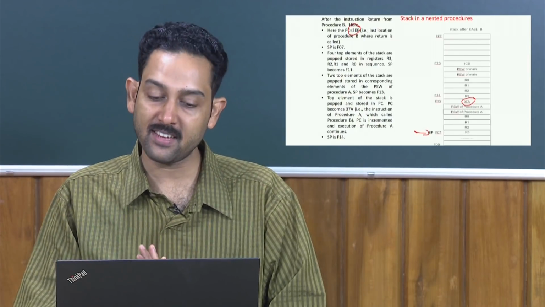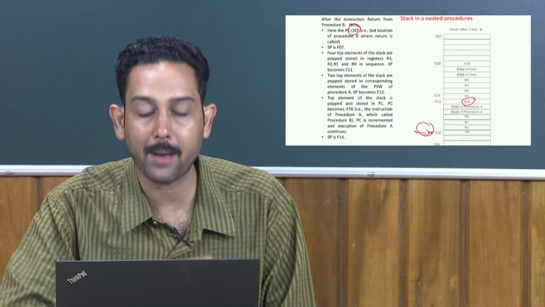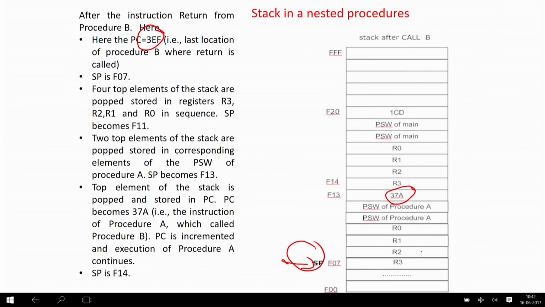Whenever a return instruction is executed, it will first look at the stack pointer. The stack pointer will start refilling the values in the respective registers. Procedure B has completed, the return instruction is executed, and now this part is invoked. What is it doing? Stack pointer is 7. Whatever is in the stack, first the stack pointer will be fed to registers 3, 2, 1, 0, PSW of A, the other parts will be loaded in the corresponding registers and the flag registers, etc. Up to this, the whole context of A will be loaded into the respective registers.